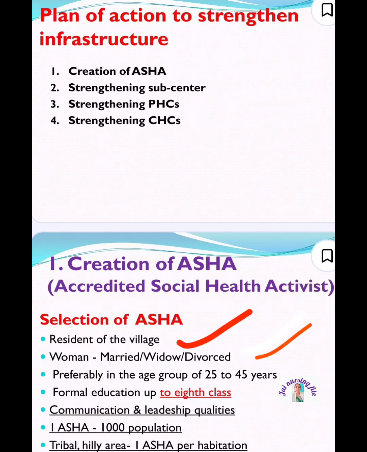Resident of the village, a woman, married, widow, or divorced, preferably 25 to 45 years. And then formal education up to 8th class. And then communication and leadership quality should be there. One ASHA will cover 1,000 population. So they mostly focus on the tribal hilly areas, and one ASHA for the habitation.